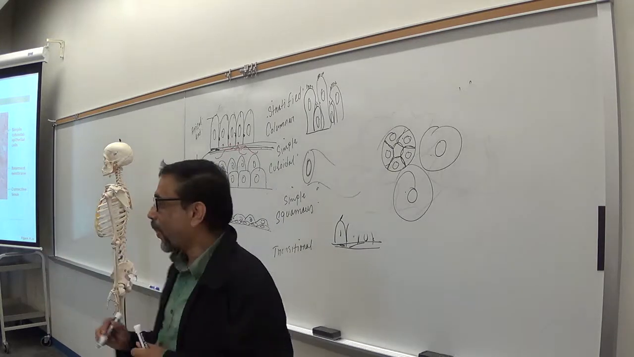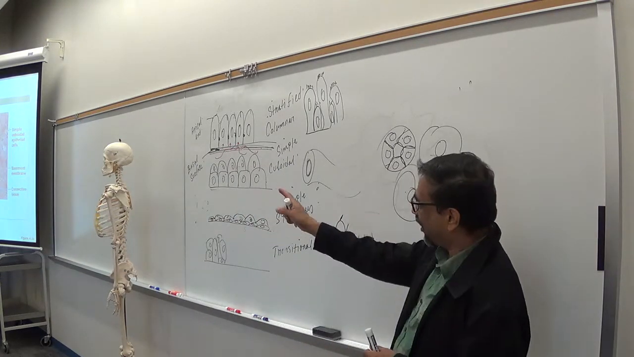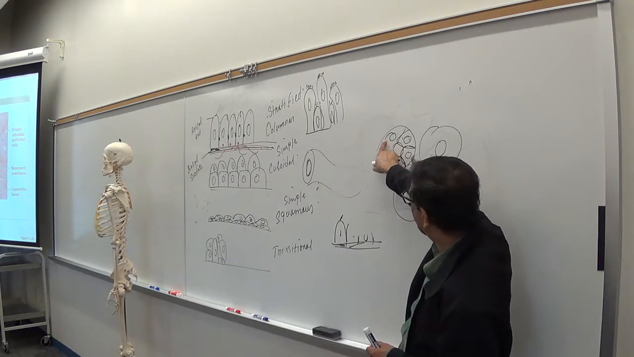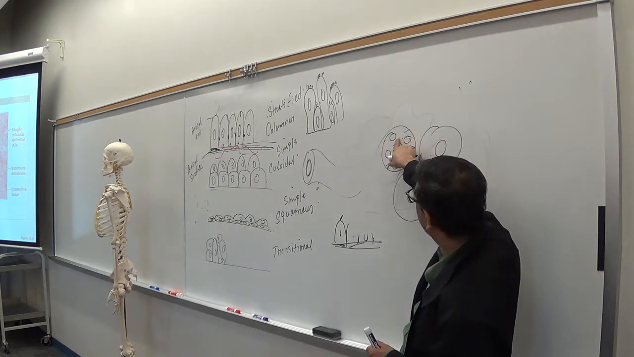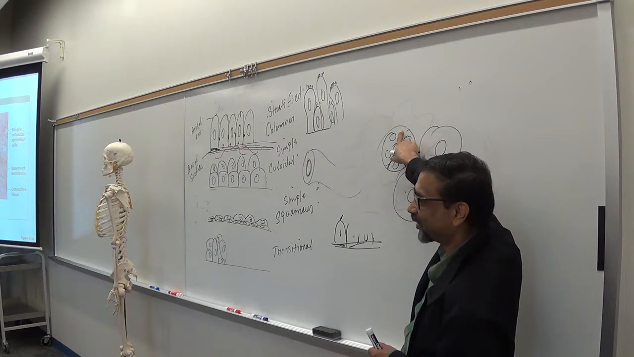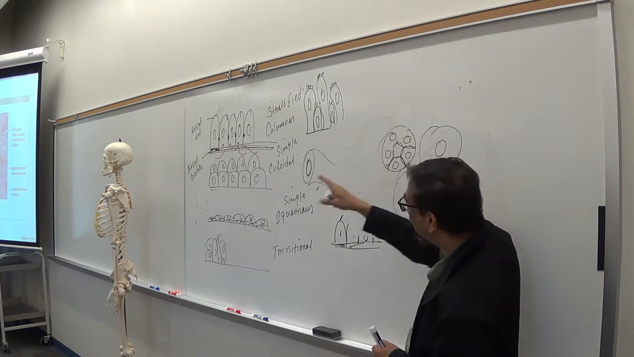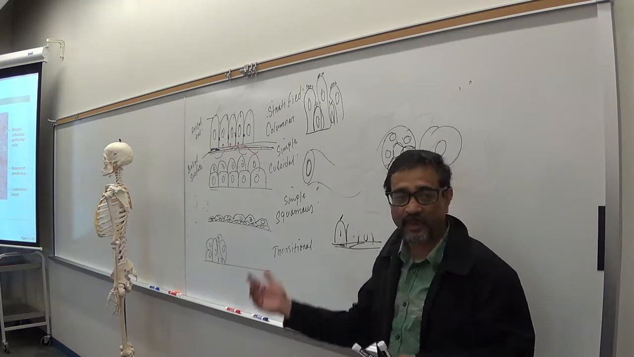Make sense? The problem is sometimes under the microscope you won't see the cell membrane. That makes it difficult, right? But if you can find 1 or 2 cells, let me find one for you.